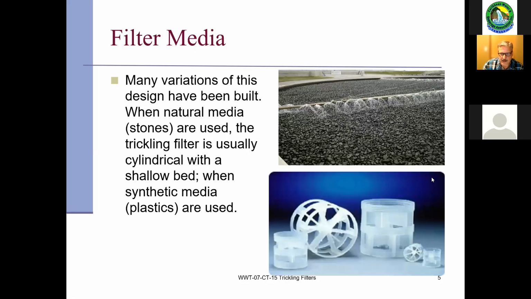So filter media can be several different designs. Any of these plastic type systems are mainly designed to give you more surface area rather than just a round piece of plastic. If you have one like this that has cutaways that allows flow in the center, you can promote growth on the outside and the inside of this media. So you're basically doubling the size of your growth area.